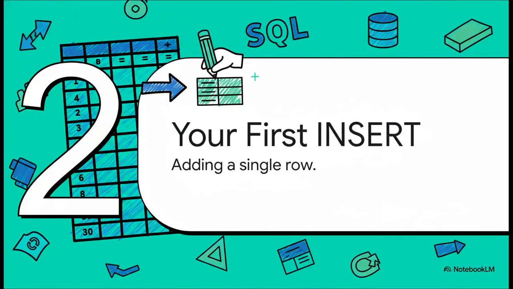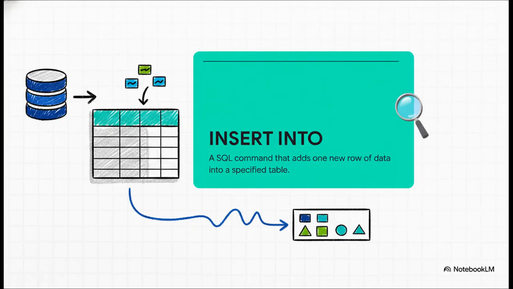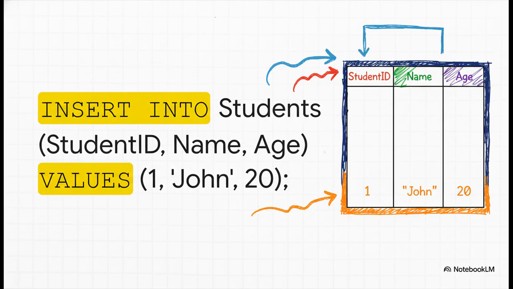All right, enough talk. Let's get our hands dirty. It is time to write our very first command and add a single piece of information, what we call a row, into a table. The command we're going to use is INSERT INTO. Its job is super straightforward but also really powerful. It just takes the data you give it and places it as a new, single entry in whatever table you pointed to.